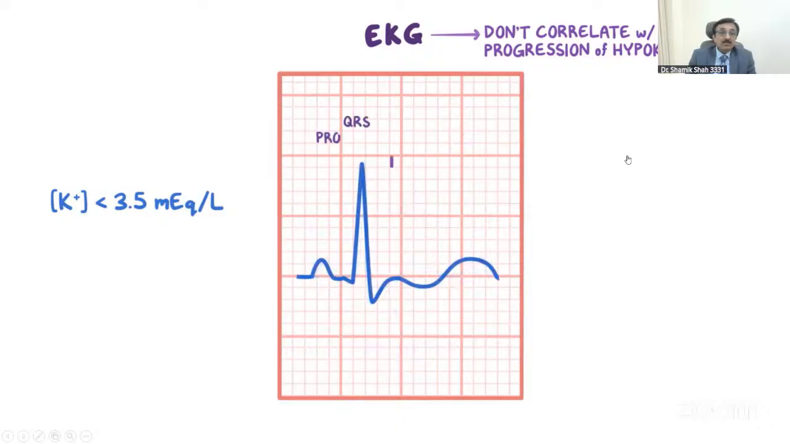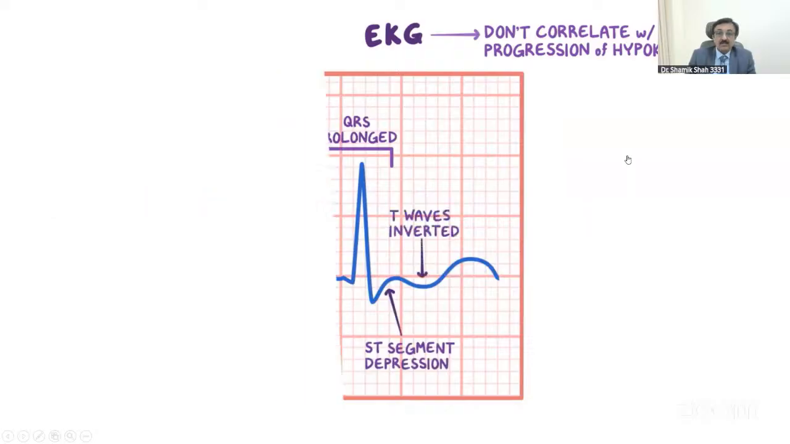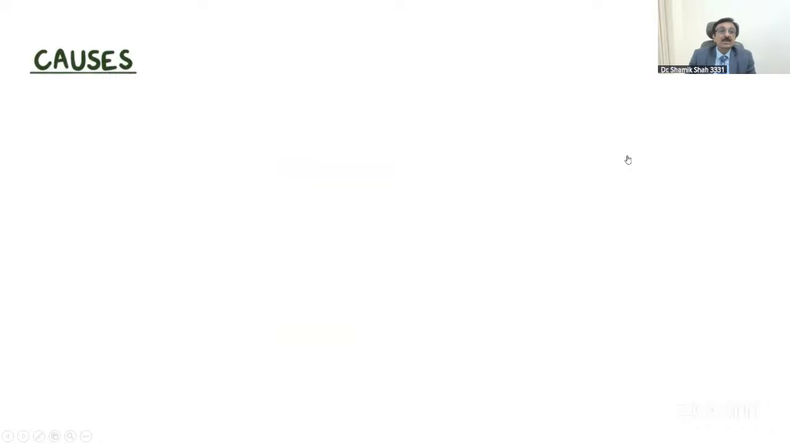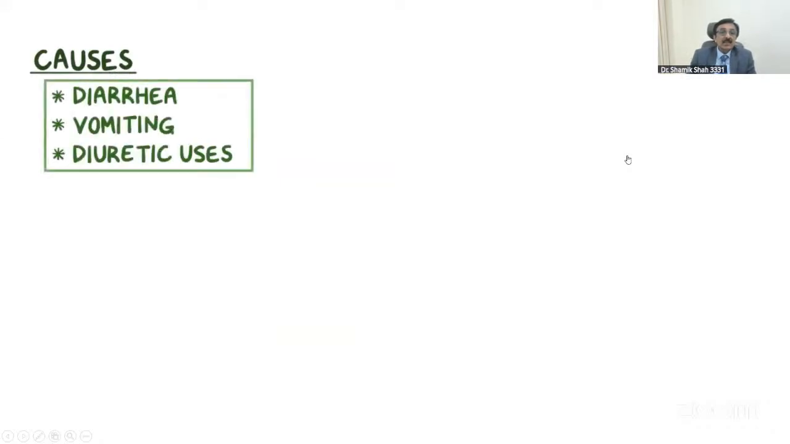When potassium is below 3.5 milliequivalents per liter, the QRS complex gets prolonged, the T waves are more inverted, and there is more ST segment depression. Causes, as we already discussed, are diarrhea, vomiting, and diuretic use.